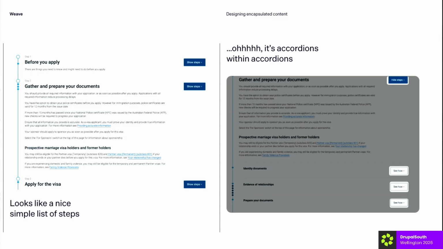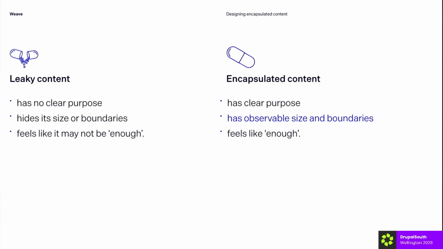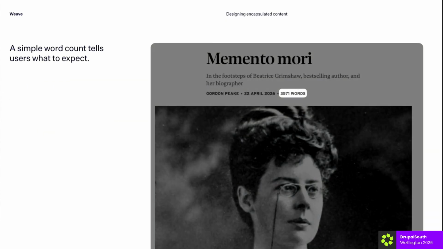It's absolutely fine to have really complex content that has multiple steps. Sometimes that's just the nature of things, but what we shouldn't do is try to hide that away. We should be setting people up with that to start with. So encapsulated content has observable size and boundaries. Again, a really simple pattern we can use to at least give people an observable size is just a word count, as you often find in articles. Please use a word count, not an estimated reading time.